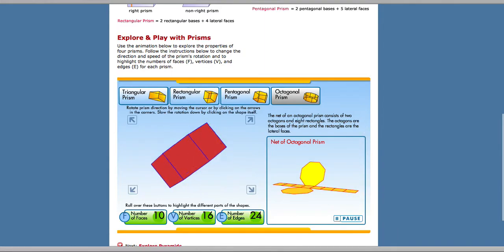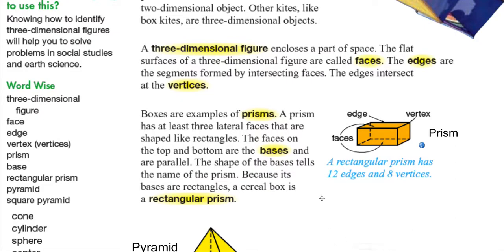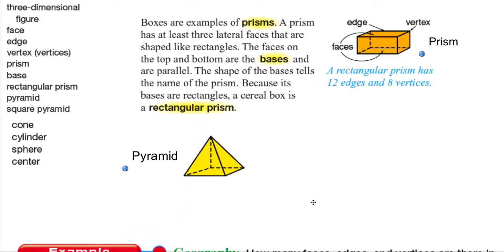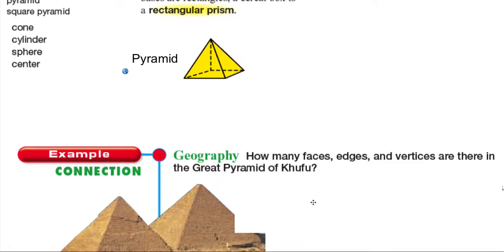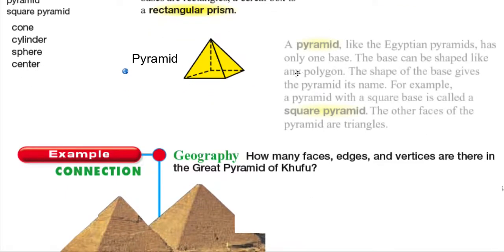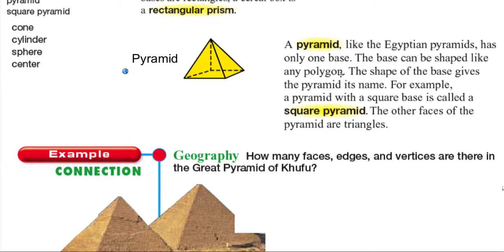And those are what prisms look like. Okay, let's take a look at our next three-dimensional figure. It's a pyramid. And before we look at the animation, a pyramid like the Egyptian pyramids has only one base. The base can be shaped like any polygon. The shape of the base gives the pyramid its name. For example, a pyramid with a square base is called a square pyramid.